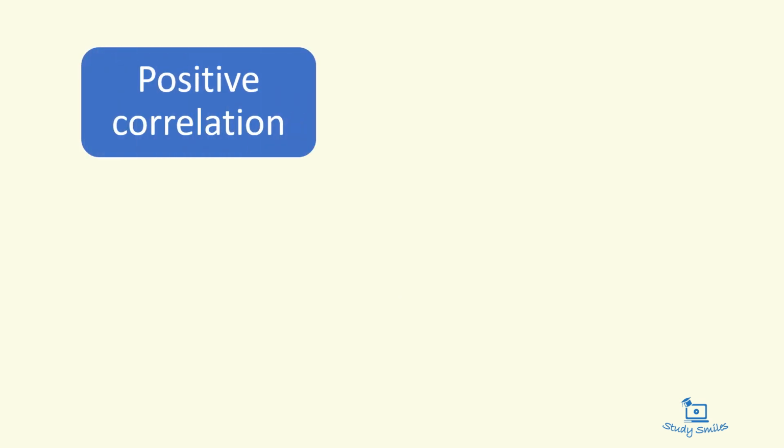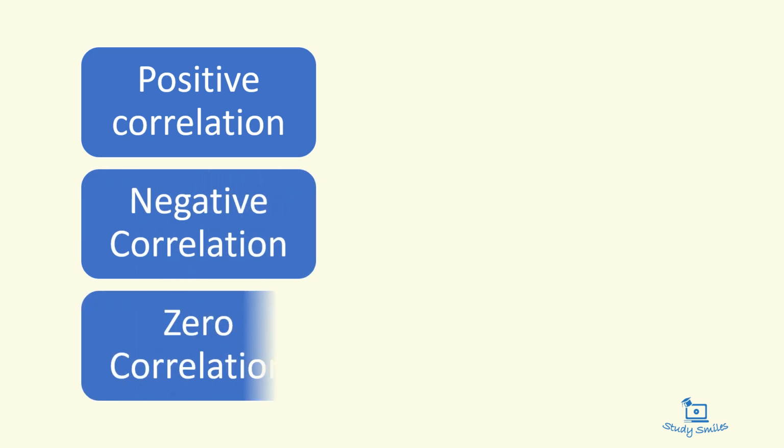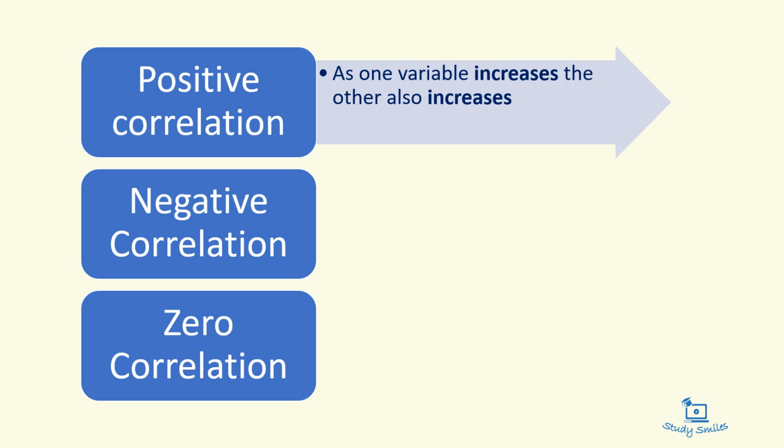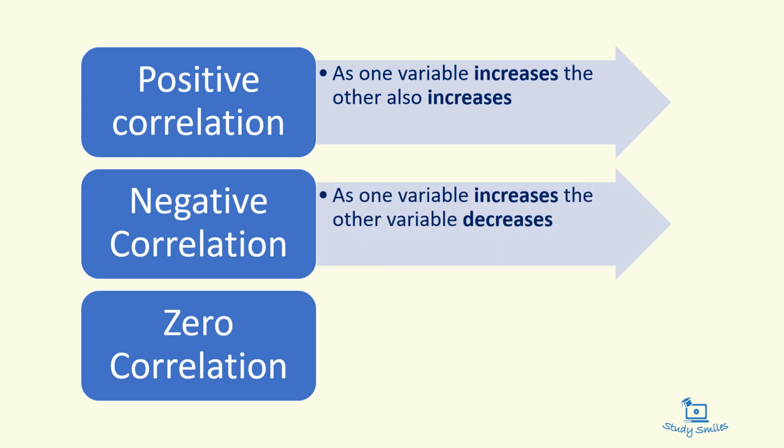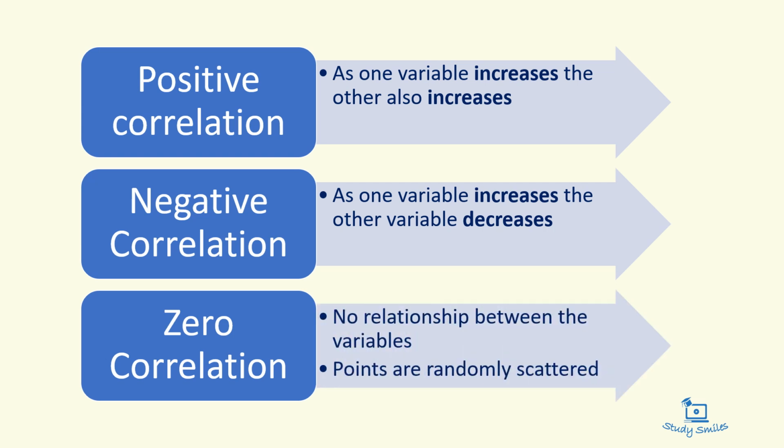Three main types of correlation you need to be familiar with are positive correlation, negative correlation, and zero correlation. Positive correlation is where, as one variable increases, the other variable also increases. Negative correlation is where, as one variable increases, the other variable decreases. And zero correlation is where there is no relationship between the variables. The points are randomly scattered. Let's look at a few example scatter diagrams to see what these types of correlation look like.